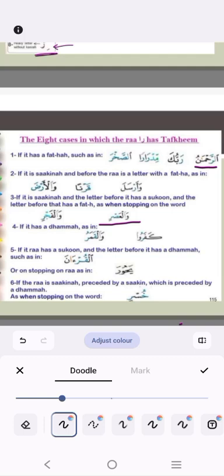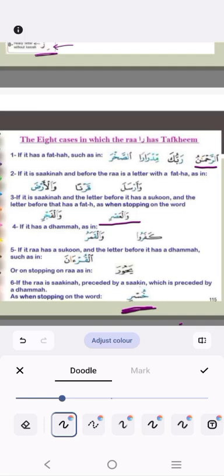Yahur. And the sixth case: if the ra is sakin, preceded by a sakin, which is preceded by a dhamma. For example, in the stopping condition, if we are not stopping on khusrin, then we will read ra light. But in the stopping condition, when we stop at ra, we are making this ra sakin in stopping.